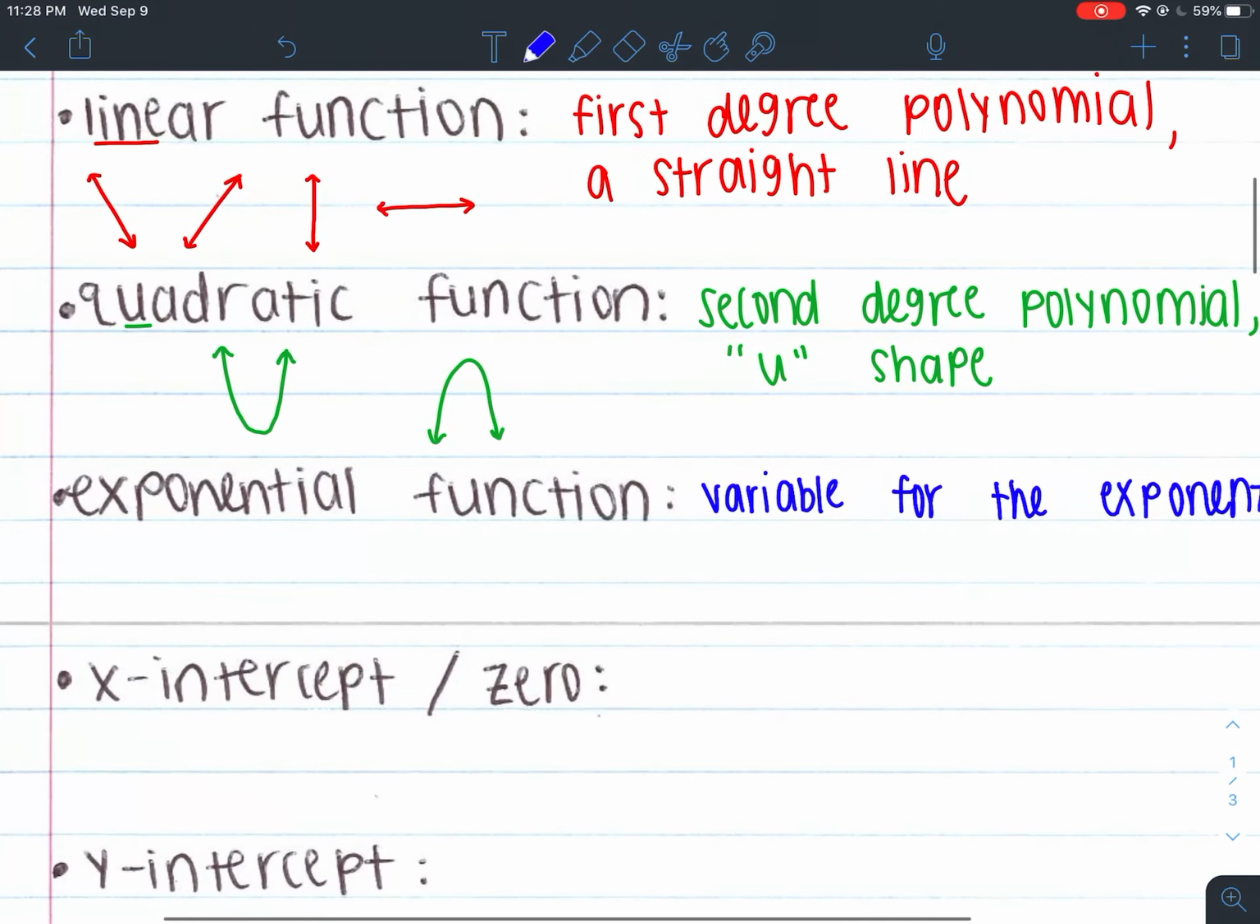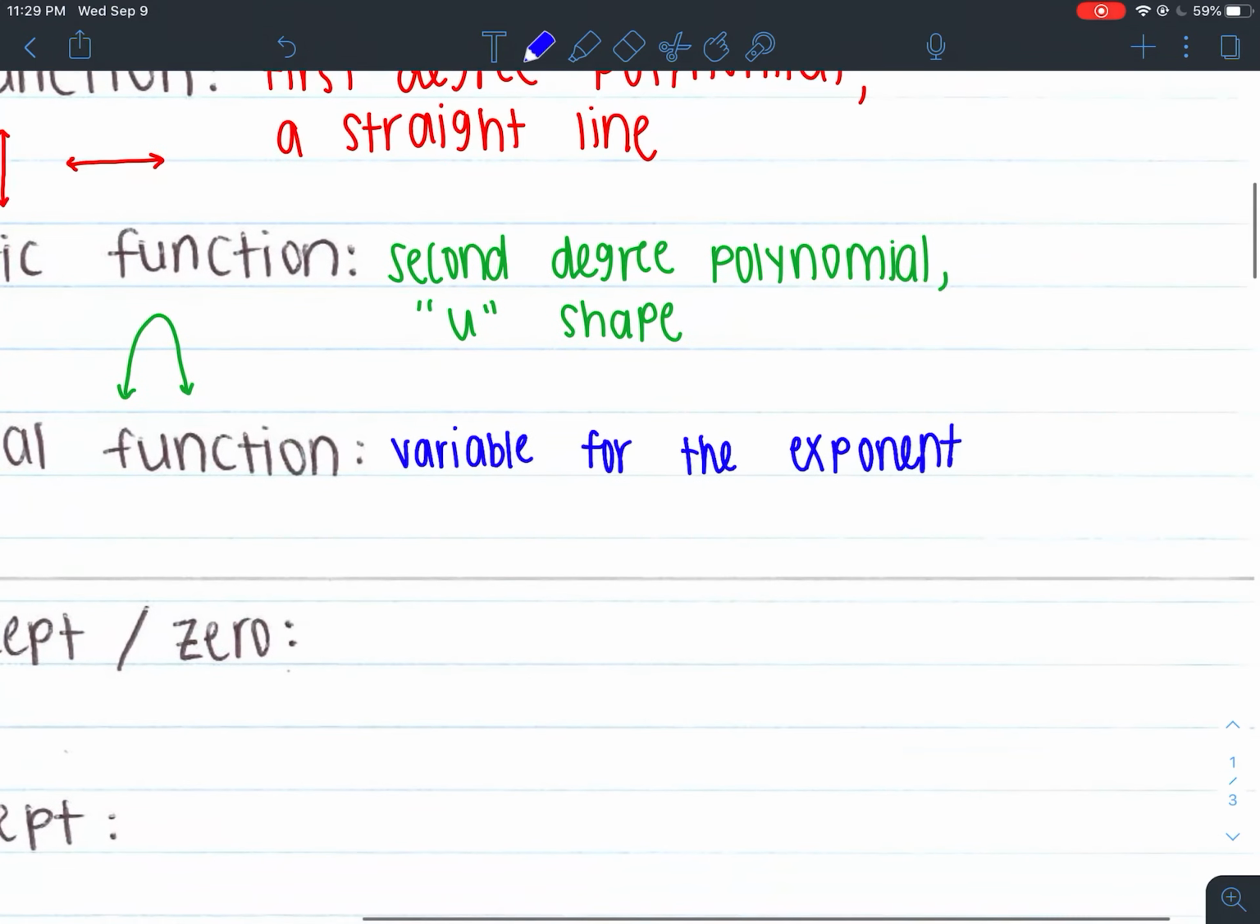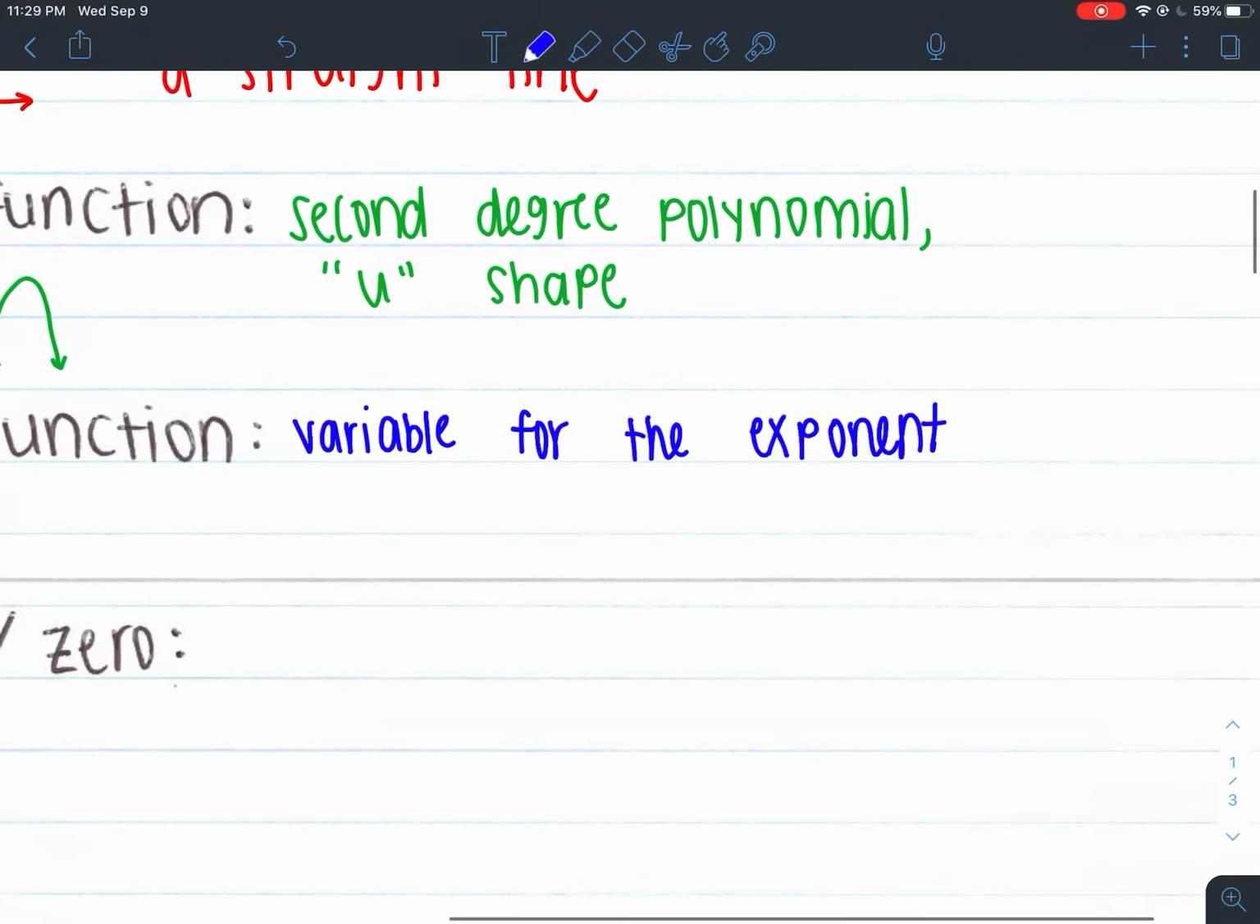Okay, now the key word in this one is exponent. The key word here is exponent, which is why it's a variable for the exponent. Typically when we see an exponent, we have a 2 or a 5, we have a number for our exponent. But here, our exponent's actually a variable. It's not even a number.